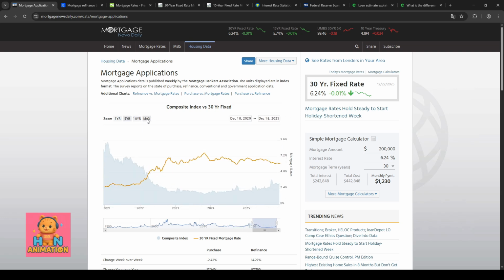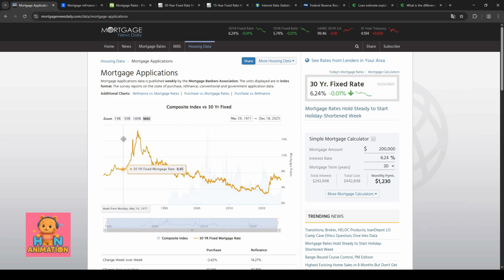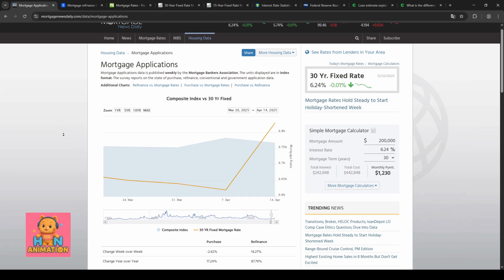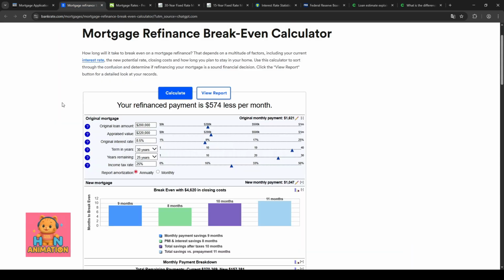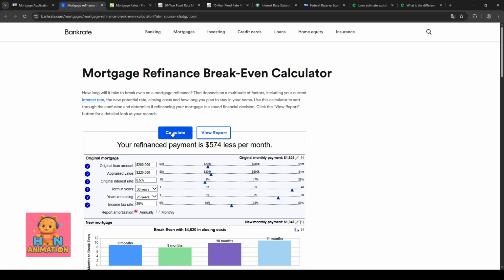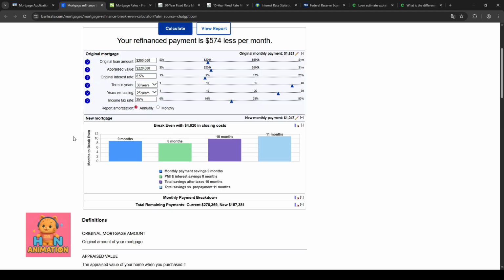First, what break-even really means. Break-even is the moment your monthly savings from the new loan have paid back every upfront cost of refinancing. Until that month, you are behind. After that month, you are ahead.